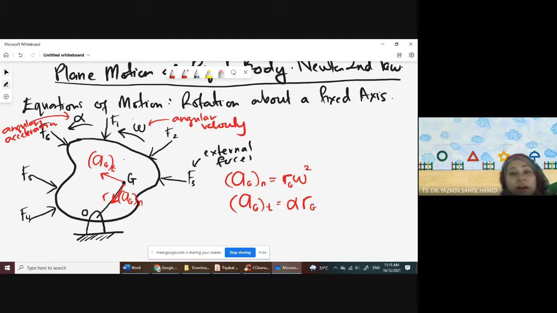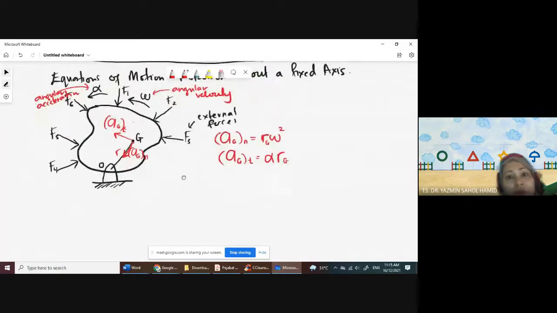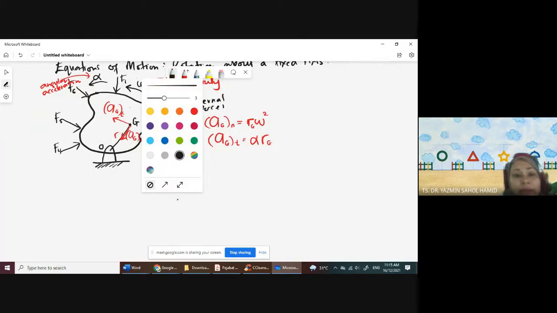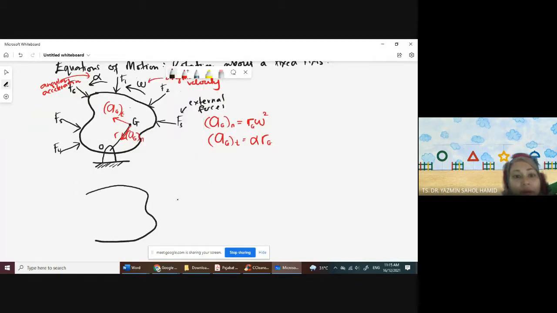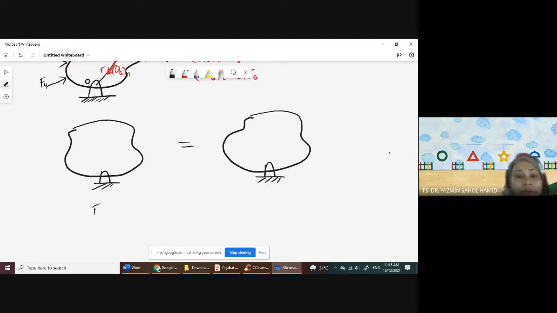The next thing we need to do is understand this by drawing the free body diagram and the kinetic diagram. So the free body diagram will equal the kinetic diagram. What is important is that you are able to draw these two diagrams. Now, let's say this is our G from earlier, and this is our point O.